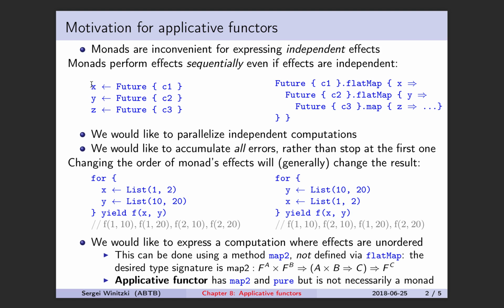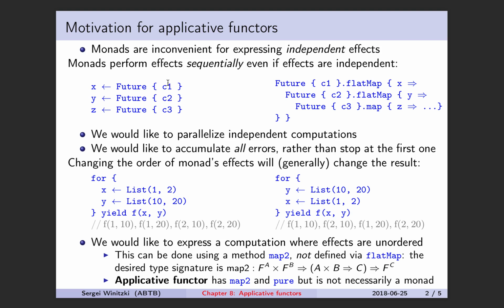Consider a portion of a functor block or a for-yield block in Scala that looks like this. There are three future values, and x will be waiting until this future value is ready. Imagine that these are some long-running computations. And after these three lines, we can use x, y, z in further computations, and any further computations will be waiting for these three futures.